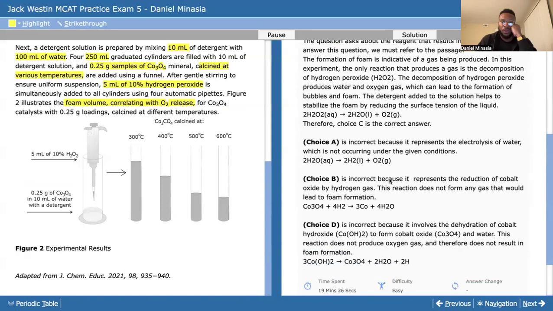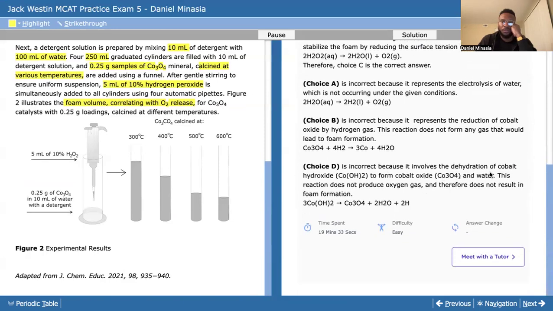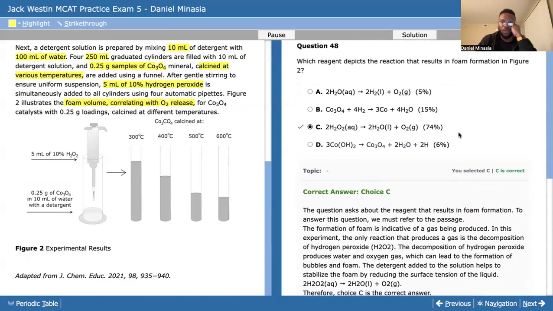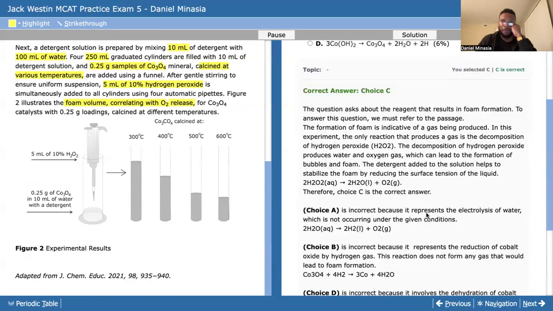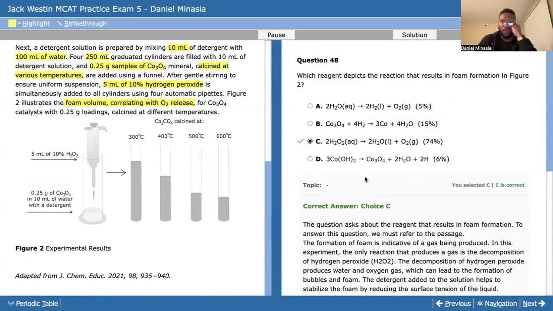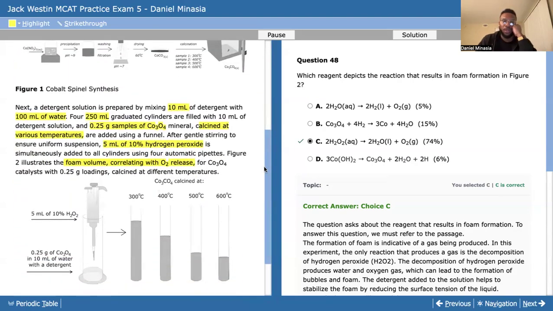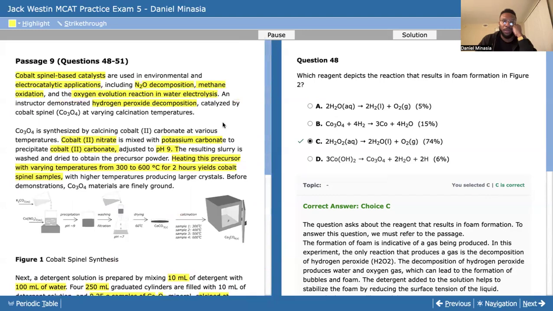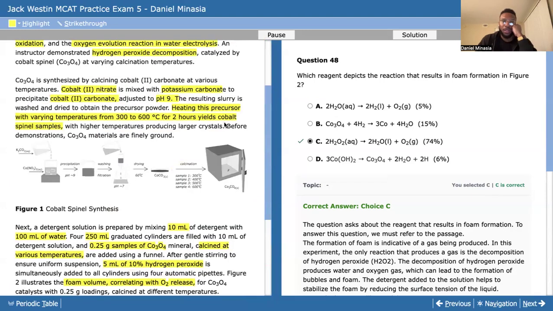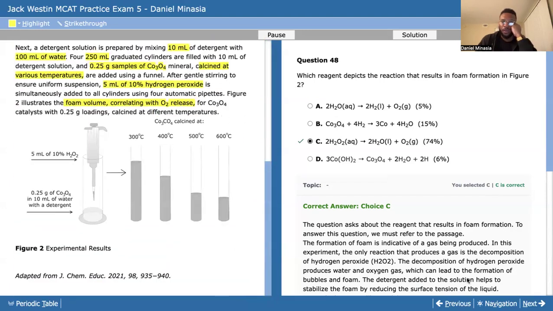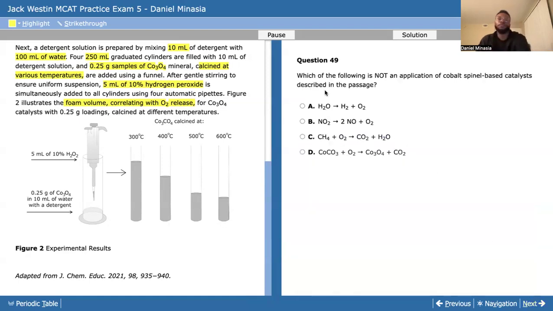Okay, cool. Yep, A is the electrolysis of water, B is reduction of cobalt, D is dehydration of cobalt. So yeah, C is the correct answer. That was a pretty straightforward question. If you're having trouble interpreting the questions, if you see these kinds of questions and panic, reach out to me or one of the other MIM and CAT tutors, and we'll be glad to help you out. Okay. All right, moving on.